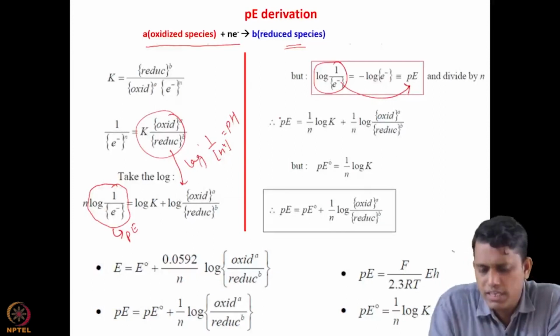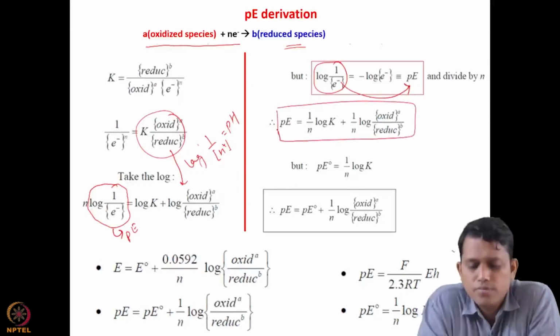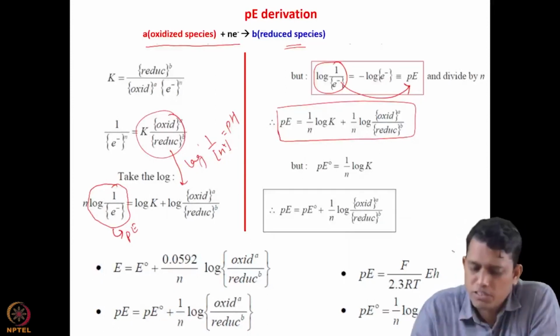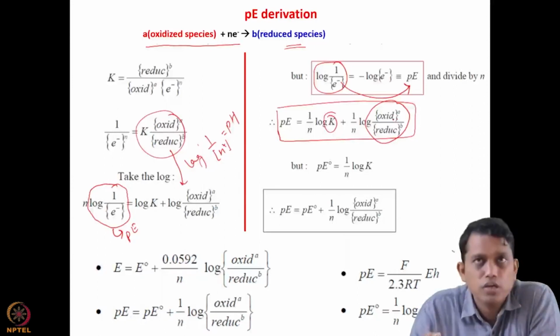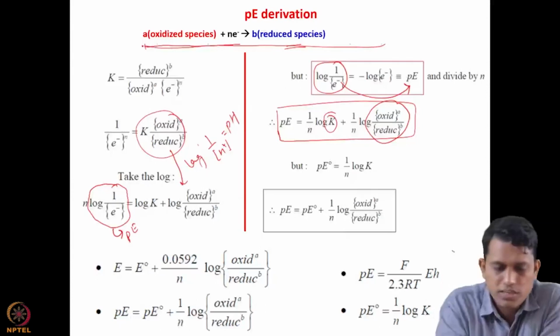Now the relation is like this: your PE is nothing but 1 upon n log K plus 1 upon n log of oxidized upon reduced species. Here I just want to mention that this log K and this ratio, we are talking about the half-cell reactions, because we have started with this reaction.